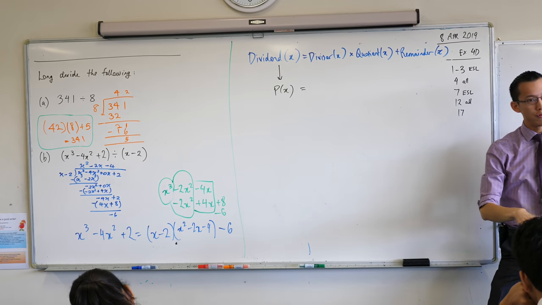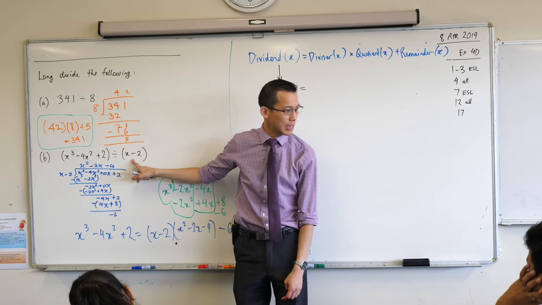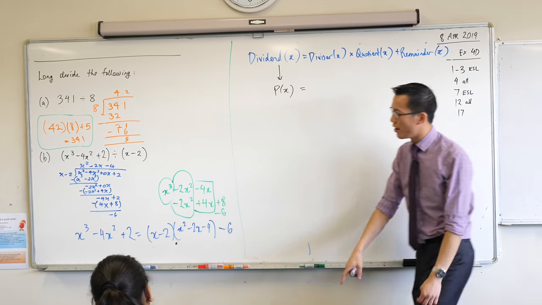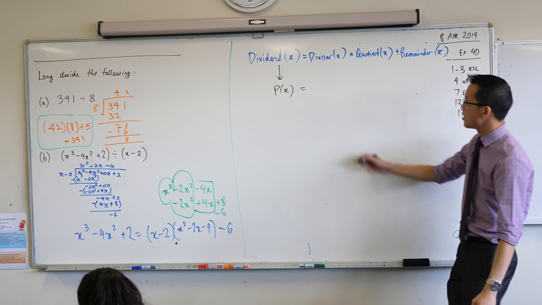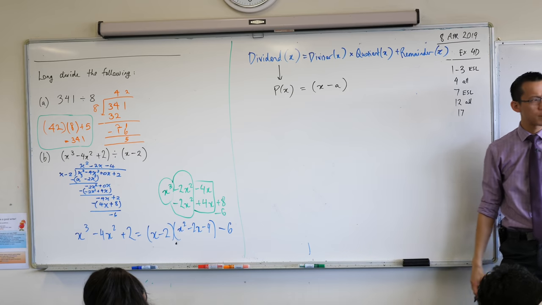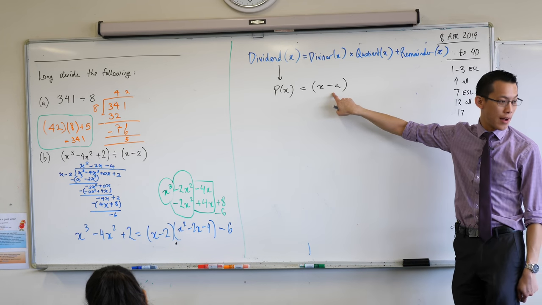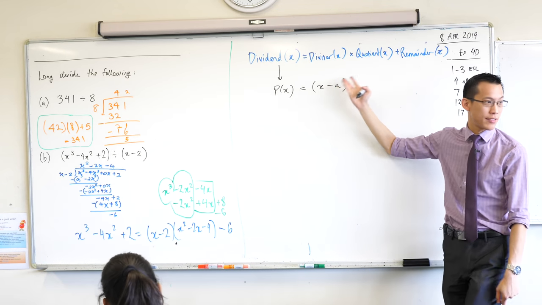The most frequent thing we divide by is this kind of linear factor, like this. We call it linear because if we graphed it, it'd be a straight line, right? So it's going to be x take away or add something, right? So I'm going to say x take away a. You might think, why not x plus a? I'm going to come to that in a minute. But for now, I'm going to make this my divisor. It's not always going to look like that, but so frequently, this is the kind of thing we divide by.